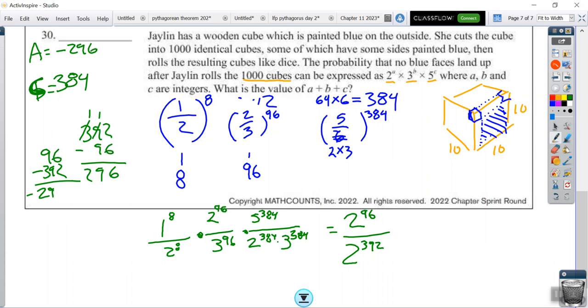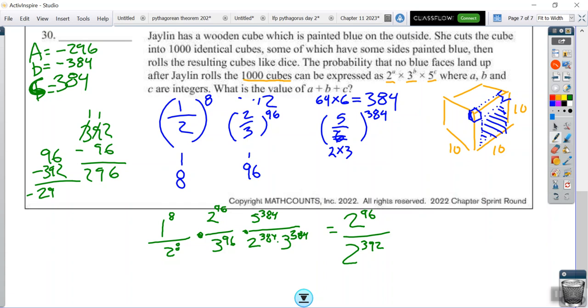Well, that wasn't too bad, was it? No. All right. So then looking at the 3's, we have 3 to the 384th. Do I have any 3's in the numerator? No. All right. So what's my b value? 300. It's in the denominator, right? Mm-hmm. So it's negative. Right.